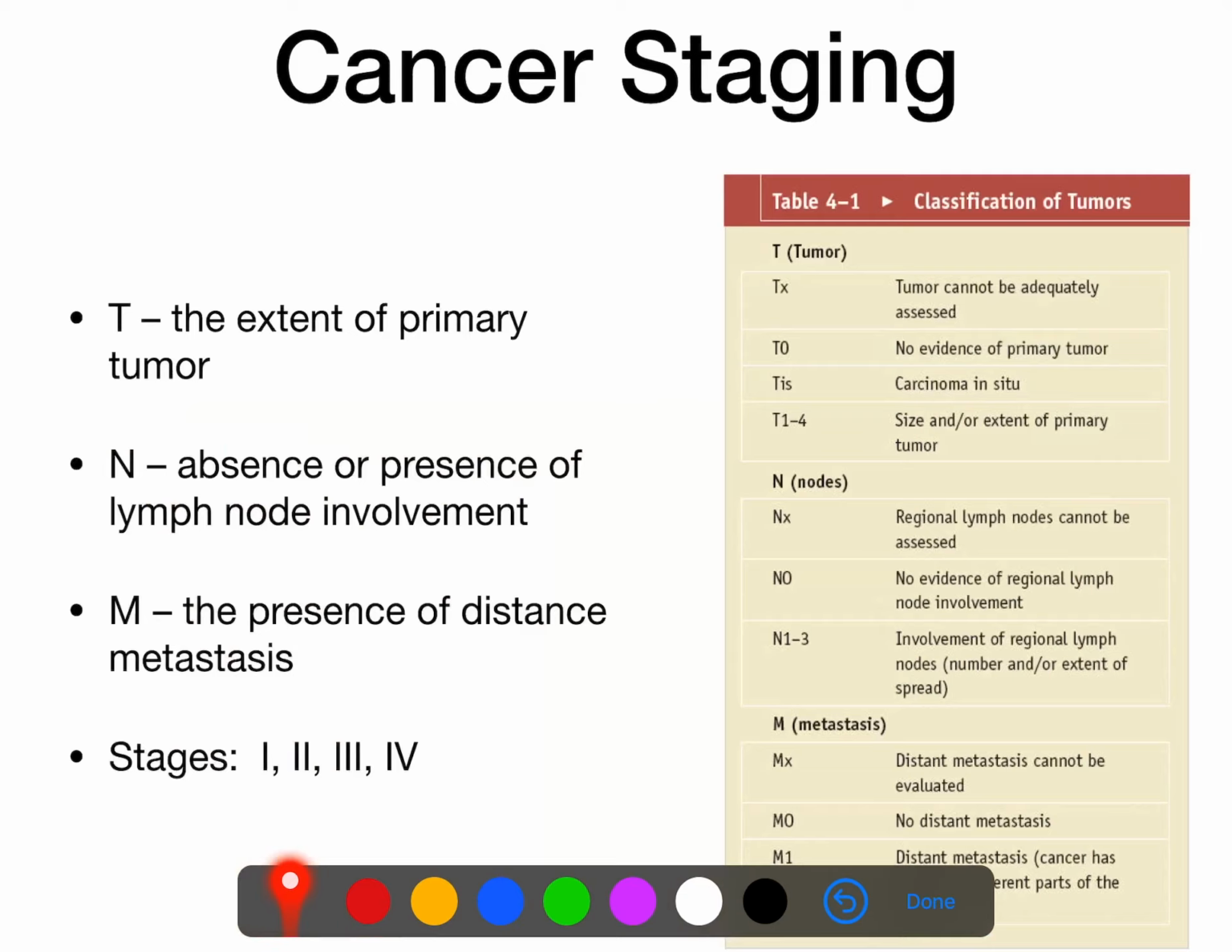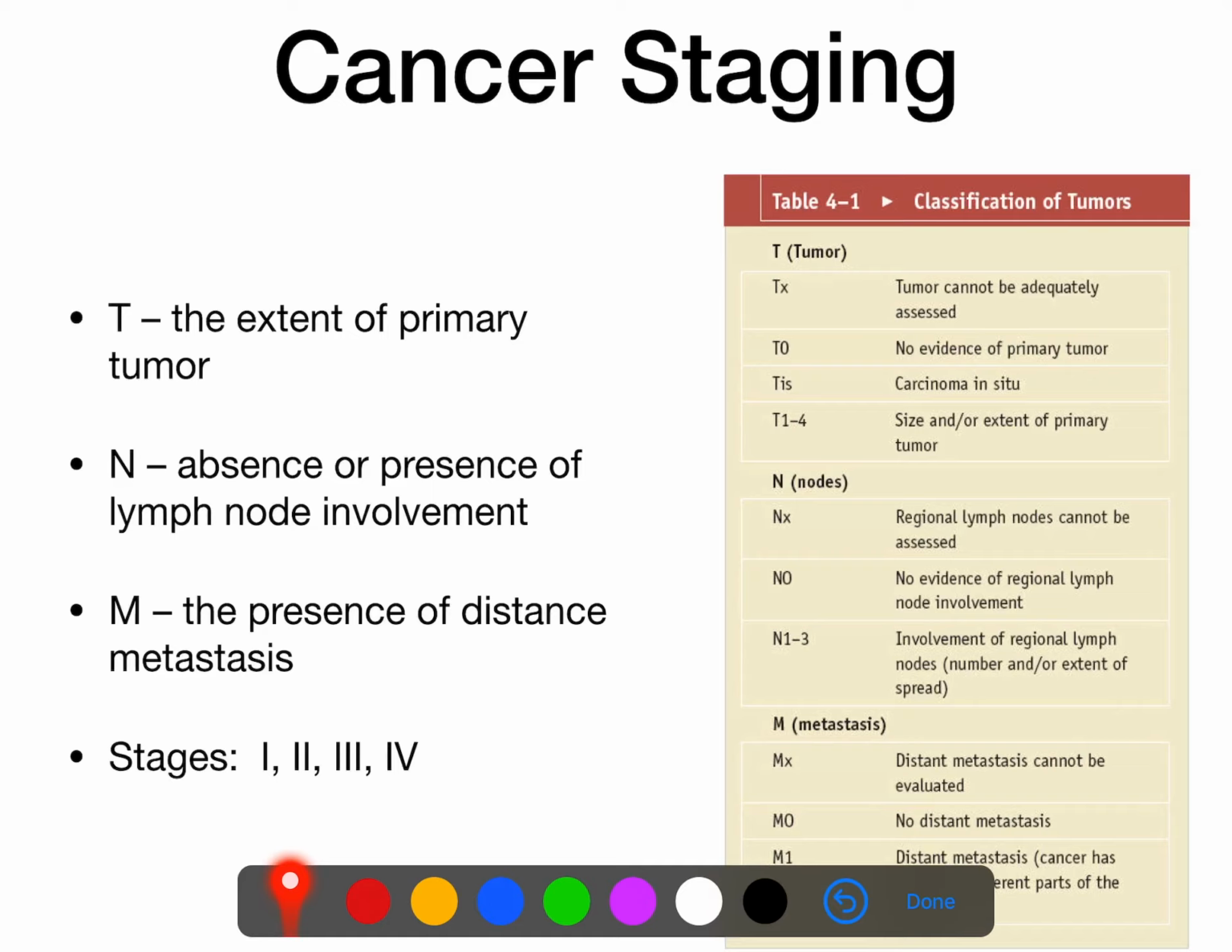When we stage cancers, by which I mean when we describe the progression of cancers, we describe them with T for tumor. So this is the primary mass, the largest mass. N stands for lymph node, N for node involvement. M stands for distant metastasis, M for metastasis.